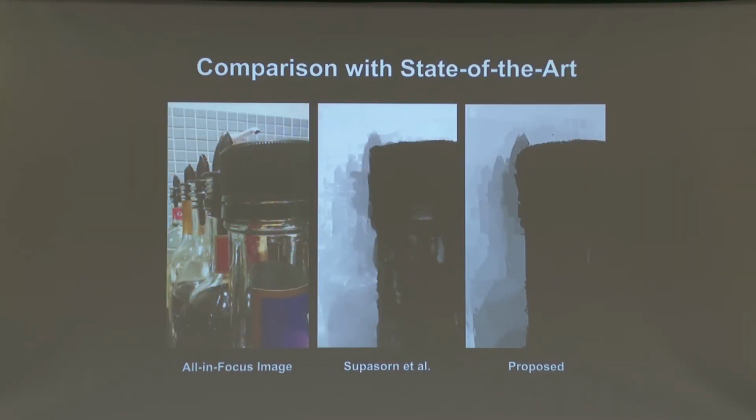Look how the bottle has a lot of holes, and you can actually see the boundaries of each bottle, whereas the other one, it's a very gradual change, because what they do is they try to optimize globally for all the parameters in the pixels.